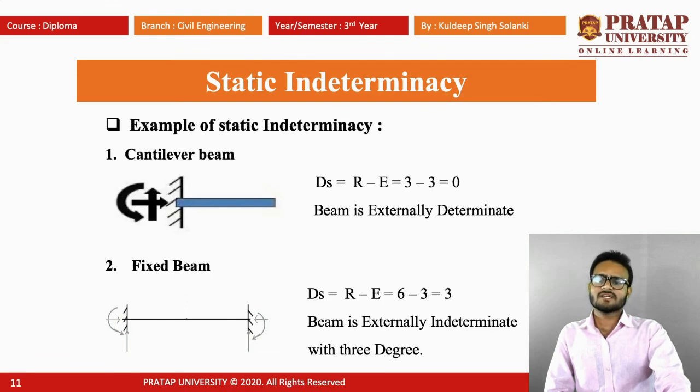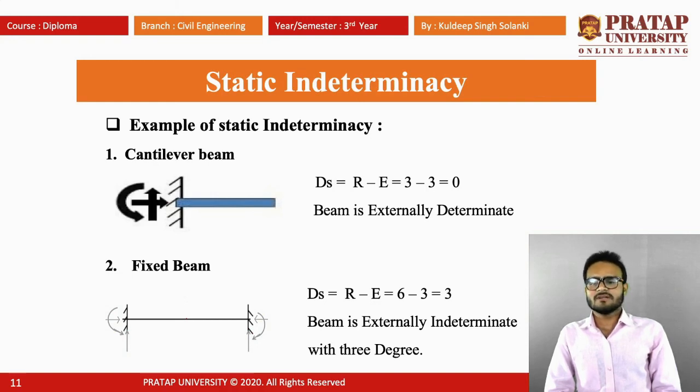Next is examples of static indeterminacy. First is the cantilever beam. This is an example of how to calculate the static indeterminacy. We know the cantilever beam has three reactions: one vertical, one horizontal, and one moment. Here we have three reactions available, and the number of equilibrium equations is also 3. Then R minus E is 3 minus 3, equal to 0. It means the beam is externally determinate. The value of DS is equal to 0.